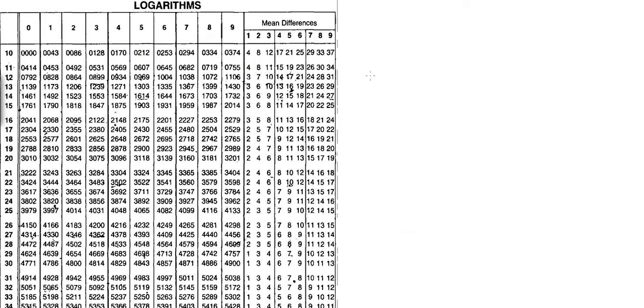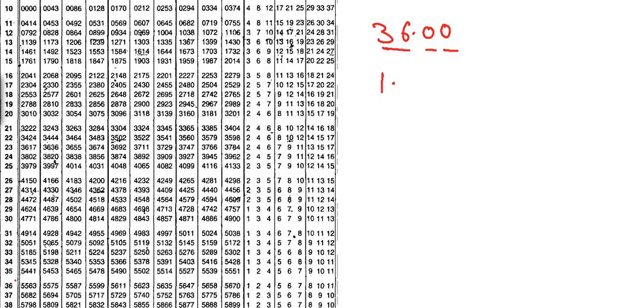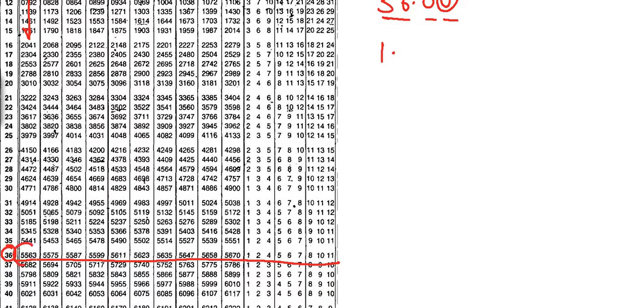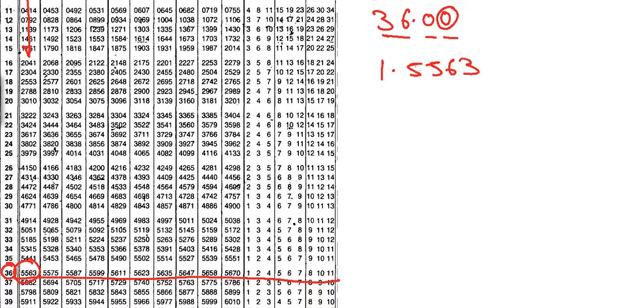Let us find the log of 36 now. 36.00. The group of numbers would be 36, 00. Characteristic is 1. Locate 36 in the first column. So here is 36 in the first column. Mark its row. This is the row of 36. Locate 0 in the first row. This is 0 in the first row. And no mean difference, since the fourth digit is 0. Now take the intersection of 0 with the row of 36. So this is 5563. So the log of 36 is 1.5563.